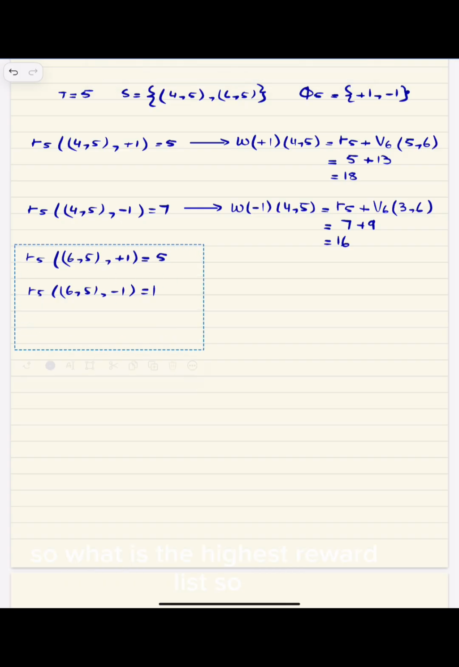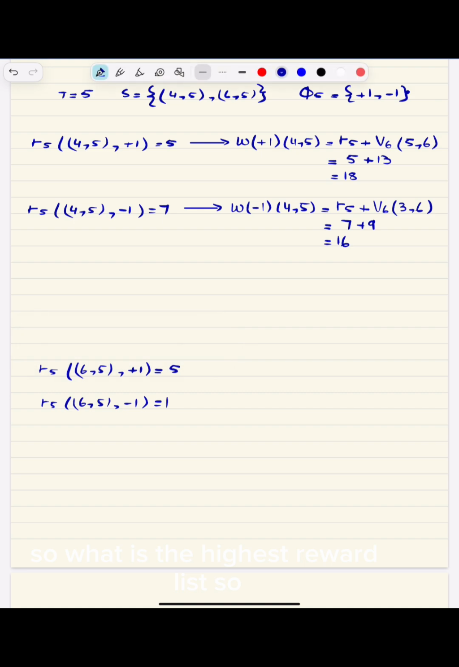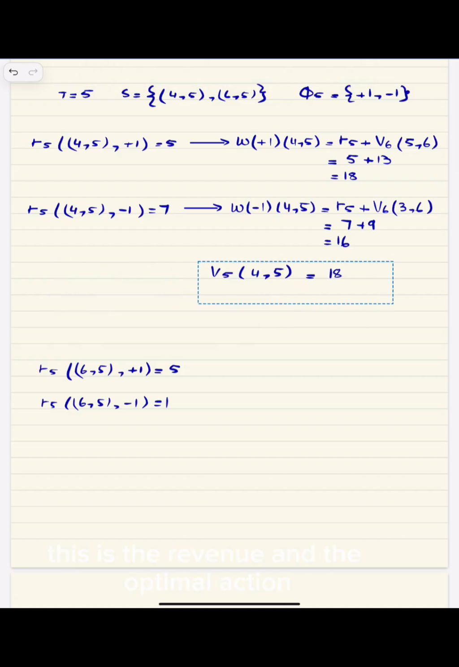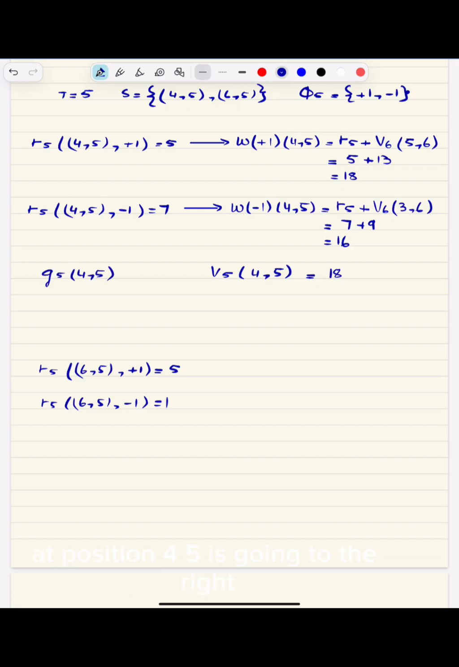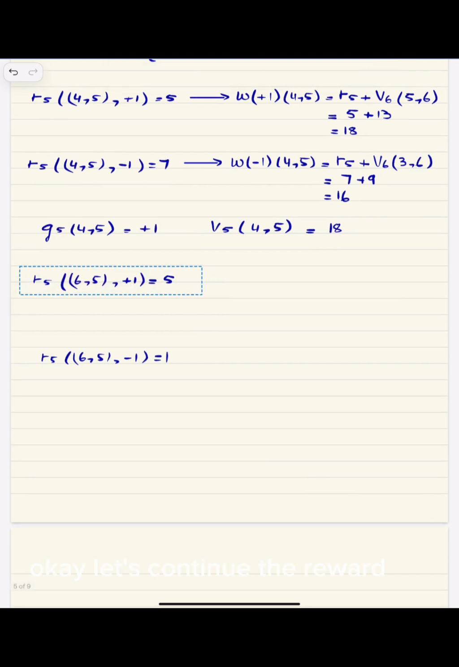So what is the highest reward? I'm going to write the maximum value at the position 4 5 is an 18, and the optimal action would therefore be a plus, right? So this is the revenue, and the optimal action at position 4 5 is going to the right. Okay, let's continue.